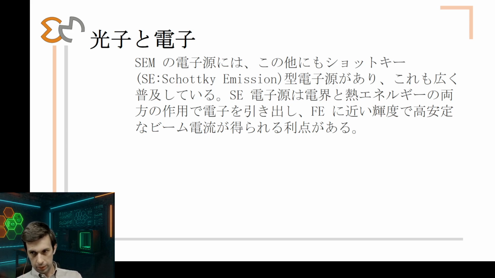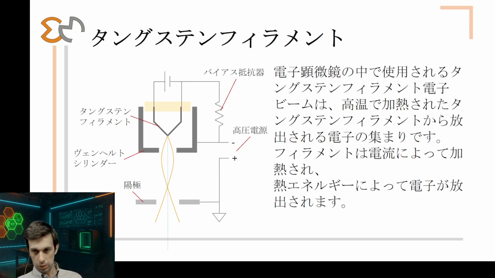Plus, there is also another effect which is called the Schottky emission. The Schottky emission extracts electrons through a combination of thermal energy and electric field, but we don't need to go into more detail. So the tungsten filament is the most common. The tungsten filament needs to be changed after a few, like 40-50 hours of work.